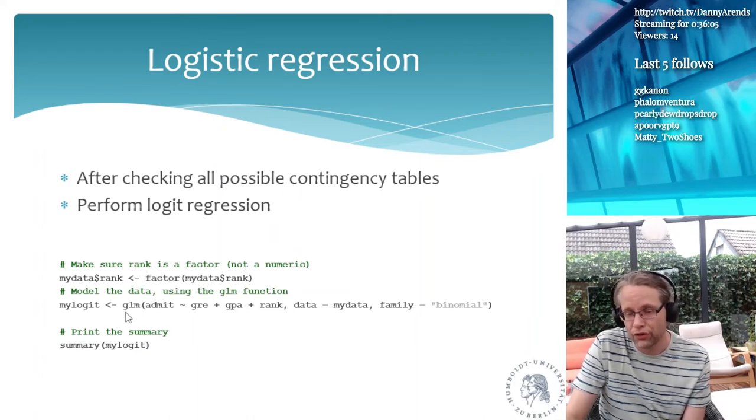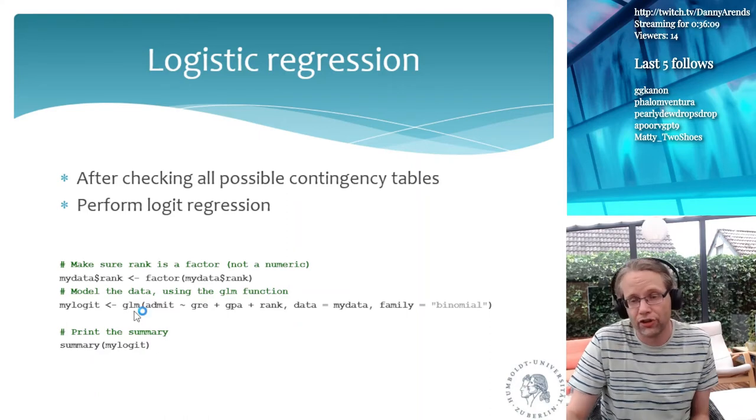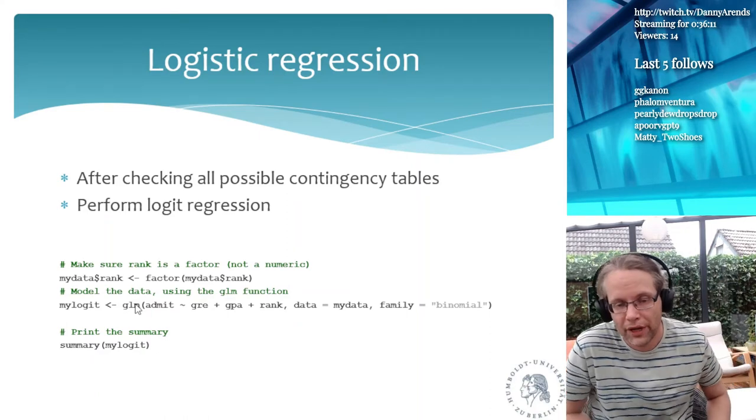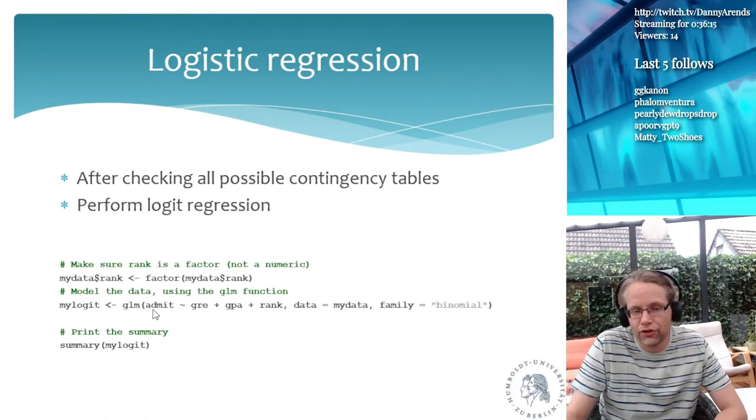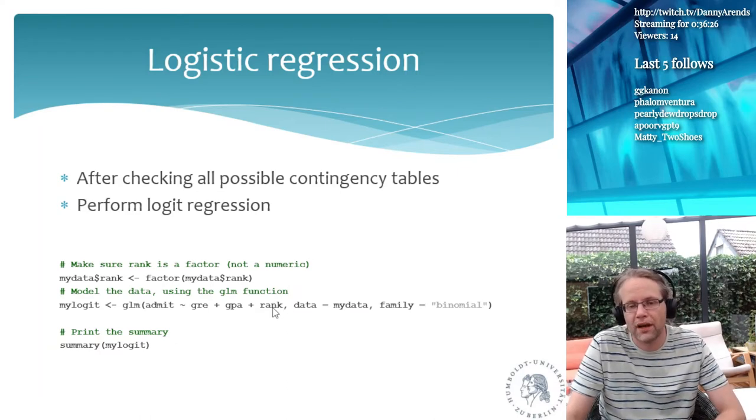So in this case, we use glm for generalized linear model. So instead of the lm function, which you use for standard regression, we now use the glm function, and we just build the model as we always do. So we say, model the admissions by the first score, the GRE score, then we have the GPA score, and then we have the rank, which is a factor variable with levels.